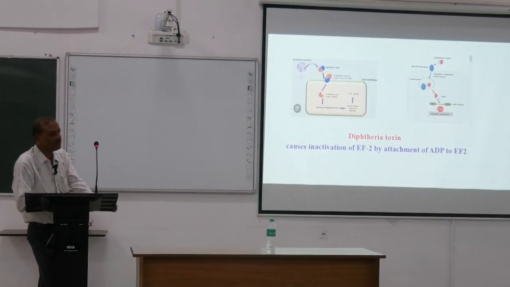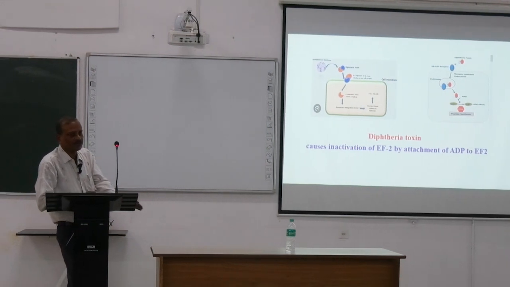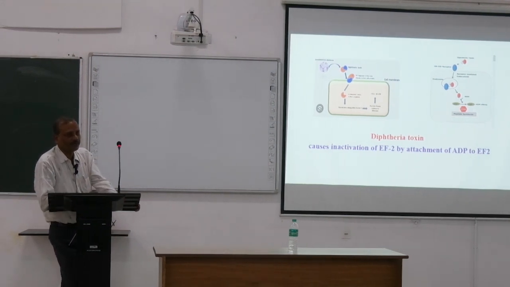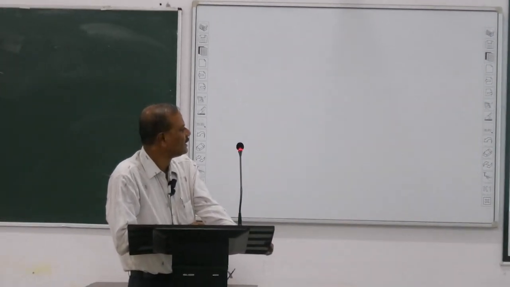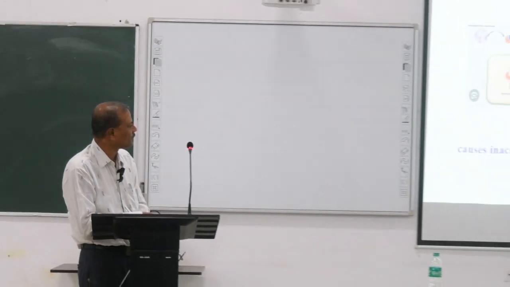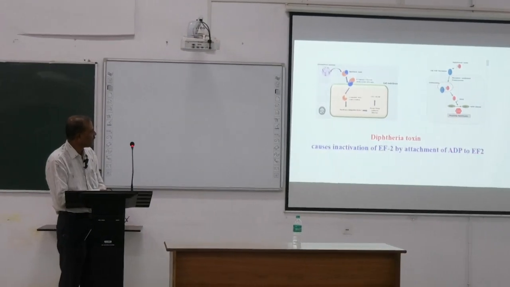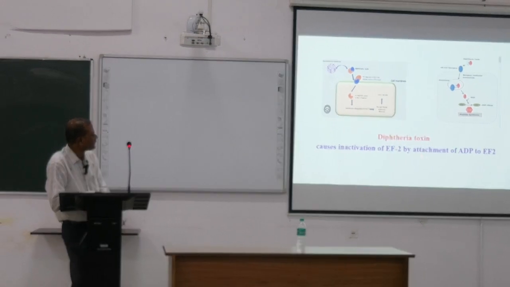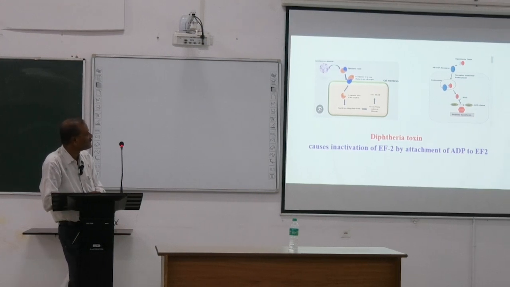Next, diphtheria toxin. Diphtheria is nowadays not seen because of the DPT vaccine. You will not see diphtheria cases nowadays in your clinical practice. But earlier, diphtheria toxin was used to cause damage by inactivating elongation factor 2 by attachment of ADP-ribose to elongation factor 2. Unfortunately, when this was discovered, diphtheria is not found nowadays because of the vaccination process.